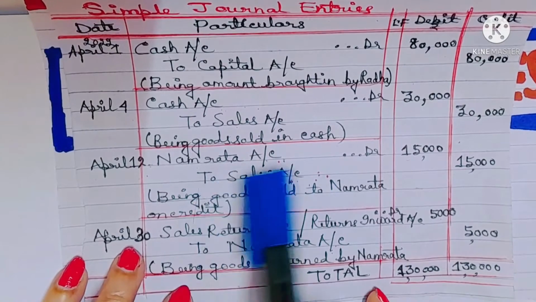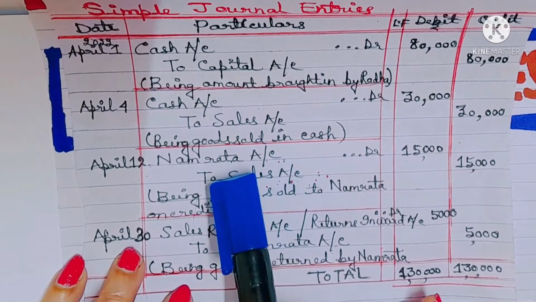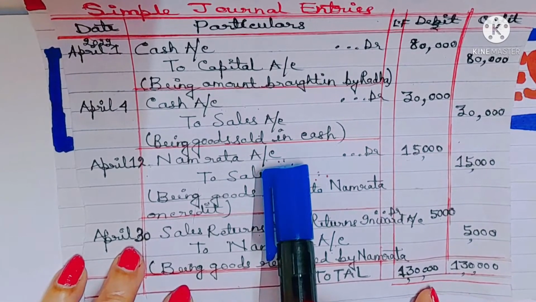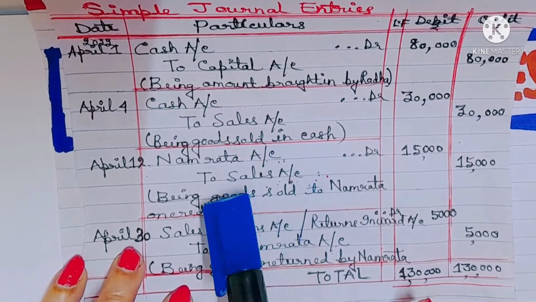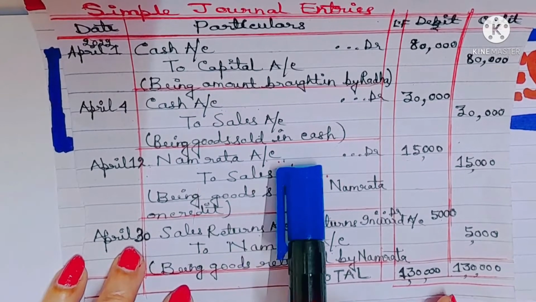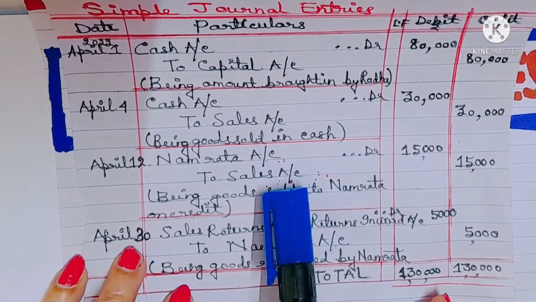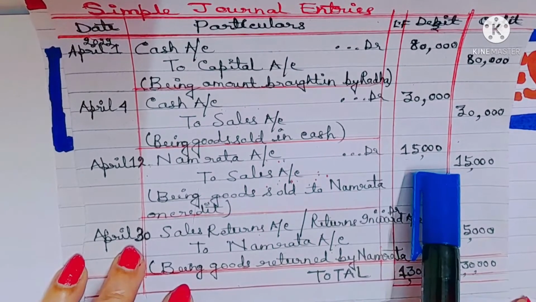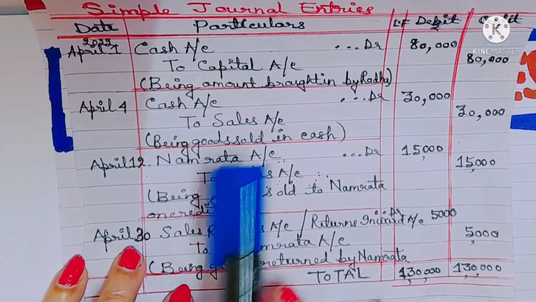So what is the position of Namrata account? Namrata account is on the debit side. Remember, since we are preparing Namrata account, we'll see the position of Namrata account and not sales account. Sales account we already have done. Since Namrata account is on the debit side, sales account will also be on the debit side. Understood? What is the amount? 15,000. What is the date? 12th April. Let's do it.